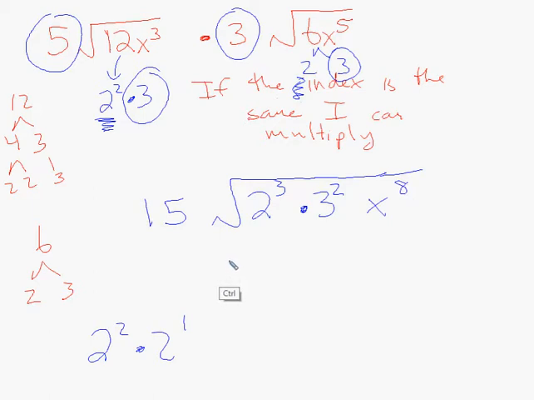Now, I need to split those exponents up so they're divisible by what number? 2, because my index is 2. The index is the little thing above the hump. The 15 is the coefficient, it's in front of that. If the index was a 5 and this index is 3, then I couldn't multiply them because their indexes would be different. So I need to split these up so they're divisible by 2.